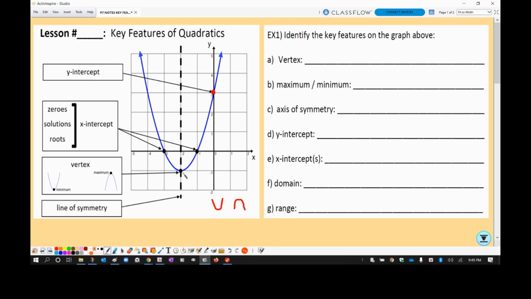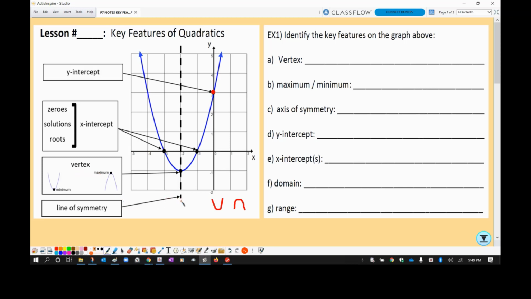Also, the bottom part or the top part of a quadratic is called the vertex. If it's a smiley face, you're going to have a minimum, which is the lowest point right there. Or if you have a frown, or the graph is upside down, you're going to have a maximum, which is the highest point. So notice that the vertex could be a minimum or a maximum.